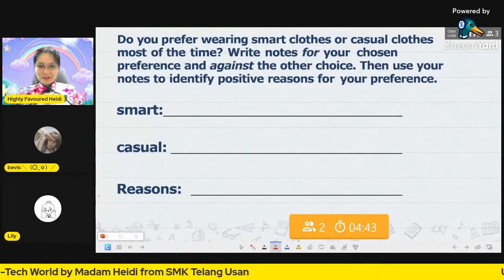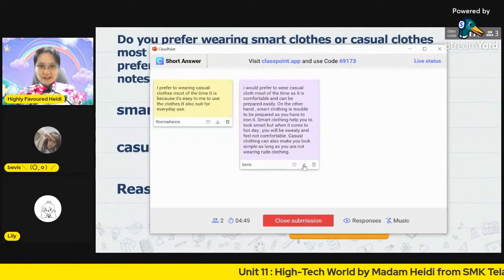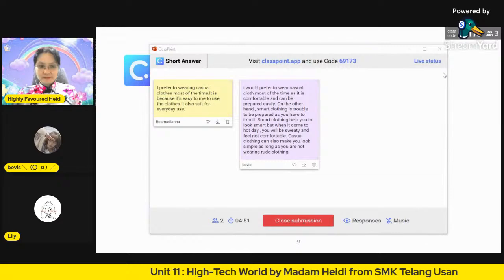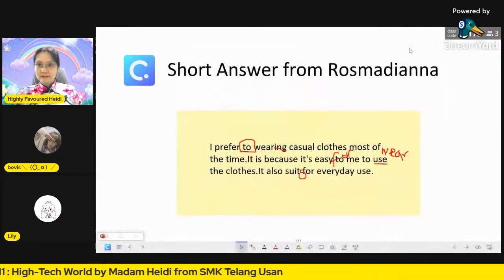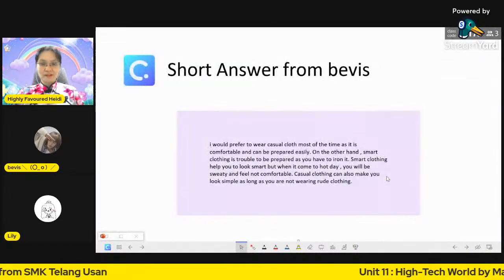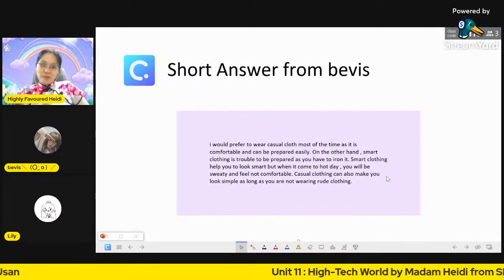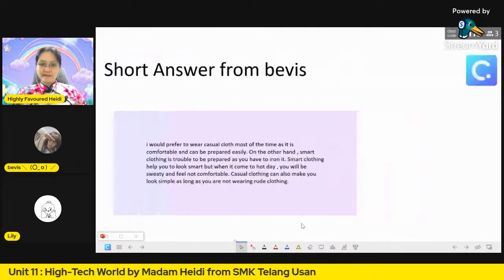Okay, let's see another one. Let's look at the list. Oh, sorry. Afterward, you will see the answer. Okay, Pravi says: I would prefer to wear casual clothes most of the time as it is comfortable and can be prepared easily. Good. Okay.